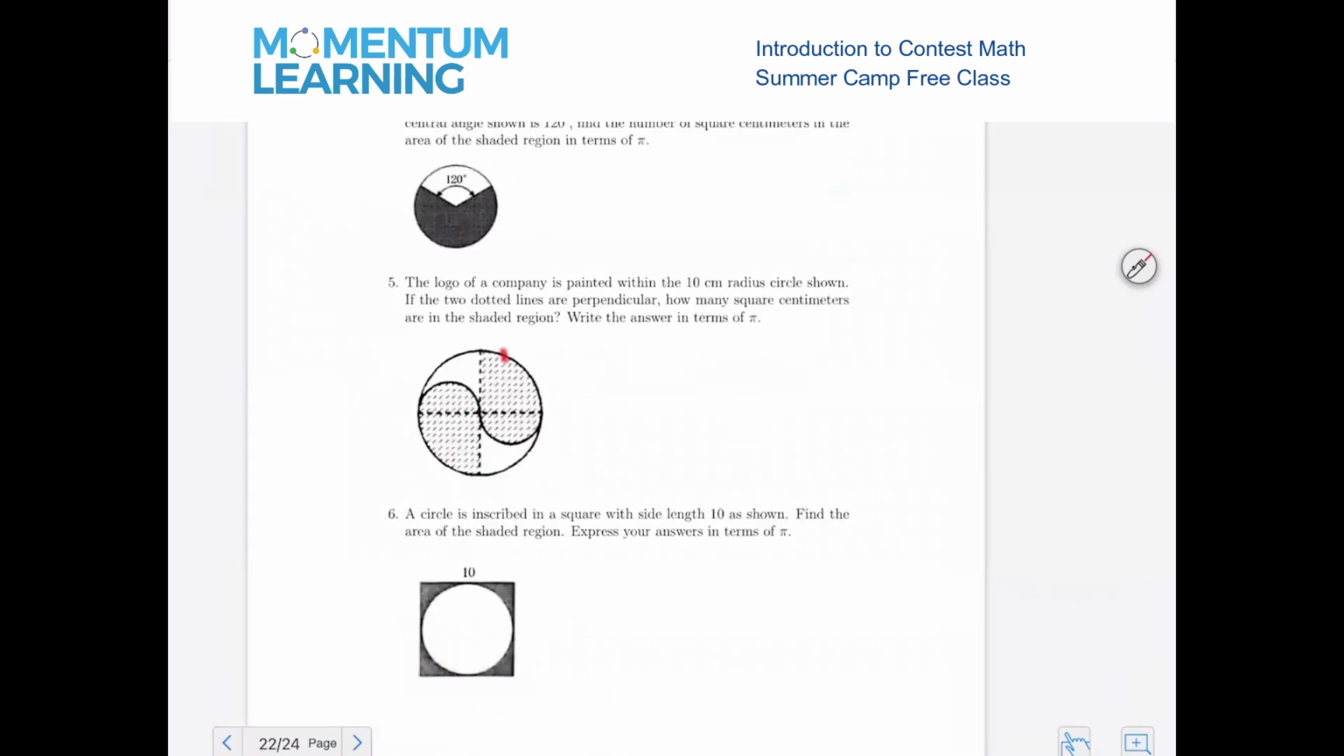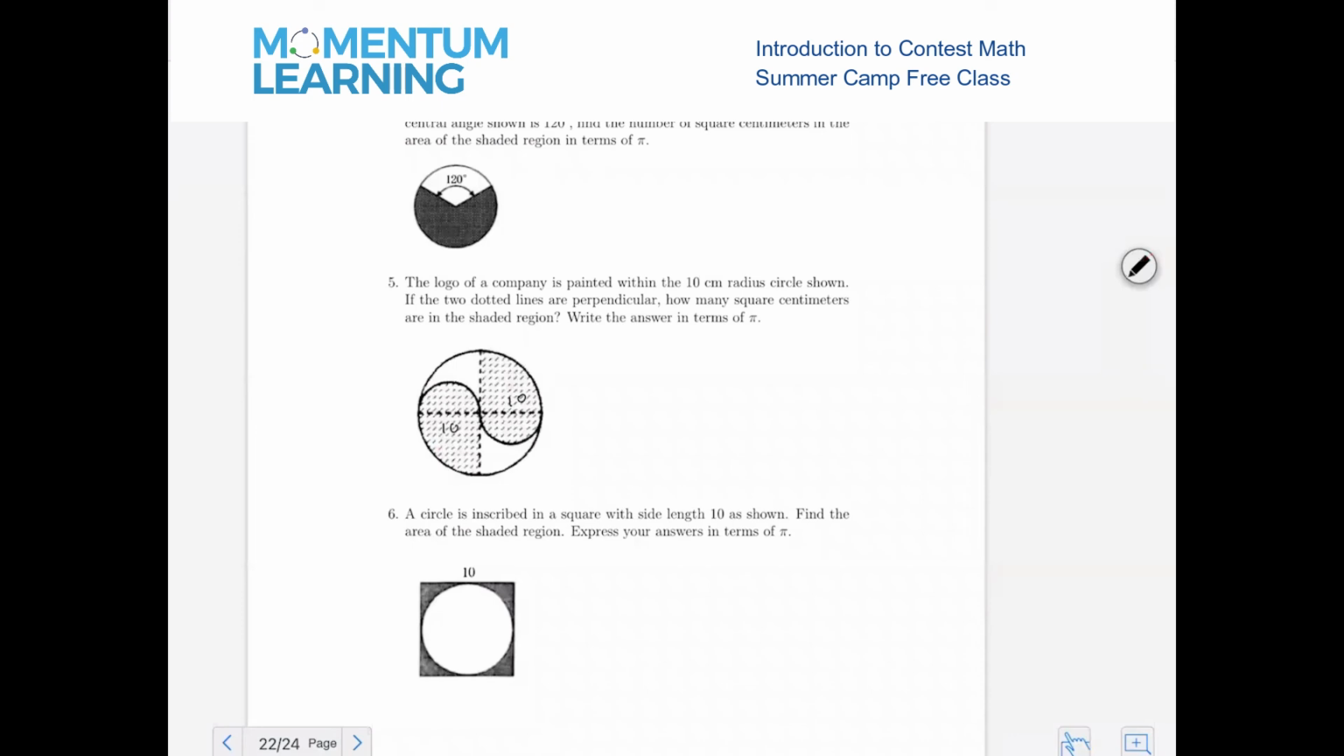For example, let's go over this problem here. We have the logo of the company painted. There's a 10 centimeter radius, right? Here is 10, here is 10. And these are perpendicular to one another. The question is, what is the area of the shaded region?